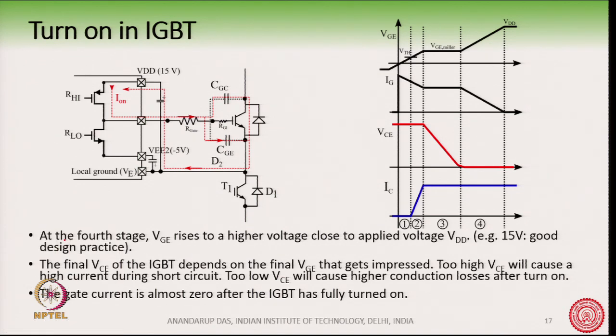There is a slight modification I would like to make: this IC current is not exactly like this. There may be a slight peak here, and this peak happens because of the reverse recovery of this diode. When there is a reverse recovery of this diode, the collector current may not fully become equal to the load current, but there may be a slight overshoot here. That is sometimes observed.